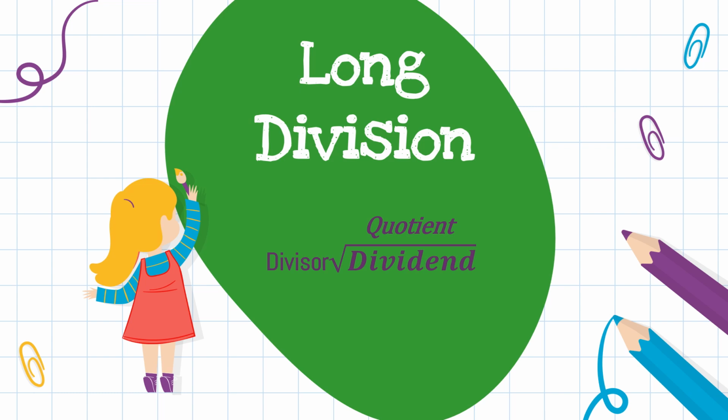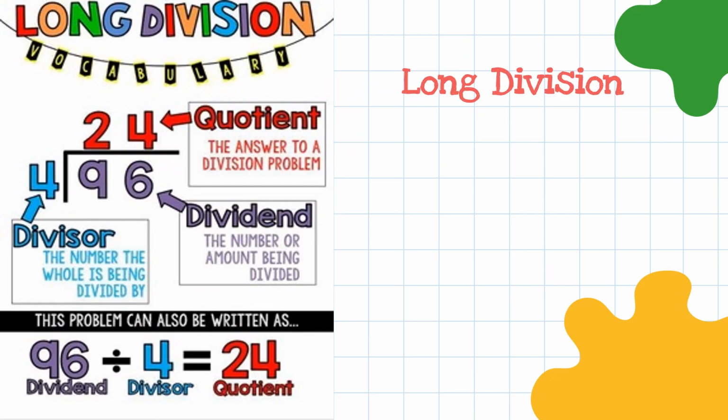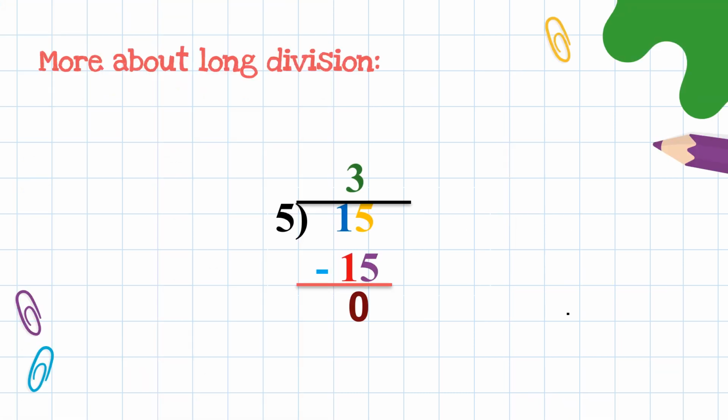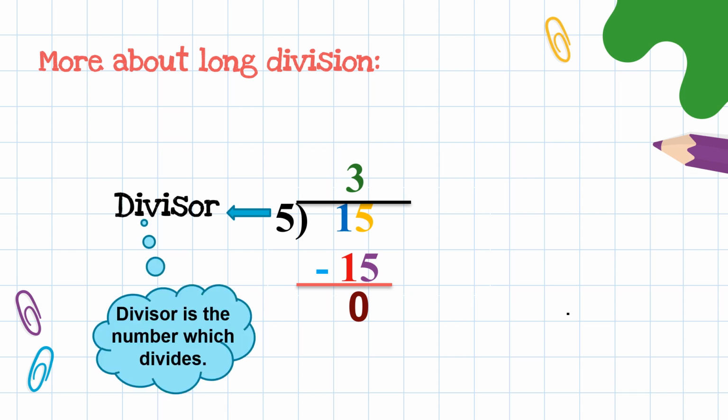Long division. This is the sign of long division. This helps us do sums with big numbers. Let's learn more about division. When we write the questions in the form of long division, then the number 5 outside the division sign is called the divisor. Divisor is the number which divides.